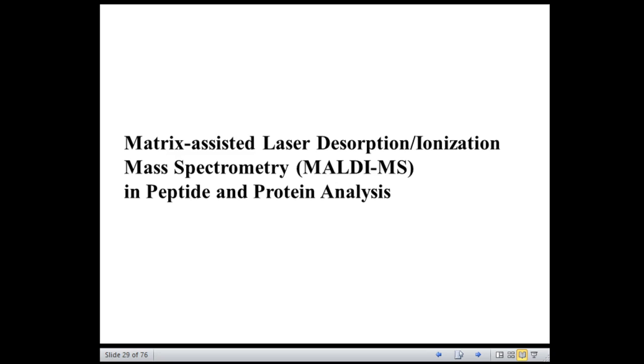Good morning, everyone. Let us continue our discussion on mass spectrometry. In the last class, we discussed laser desorption ionization technique. In continuation of that, in today's class, we will discuss MALDI MS.